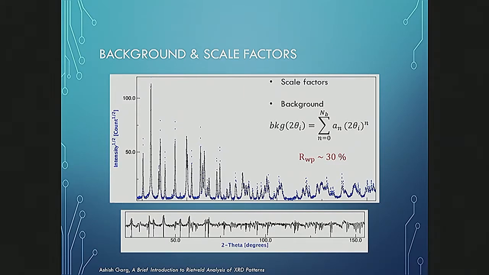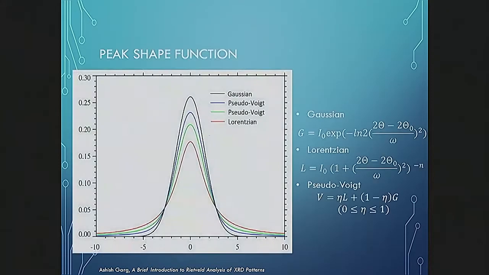And we have refined the peak position. The next step is to match the peak shape. We use the pseudo-Voigt function, which is a combination of the Gaussian and Lorentzian function, to match the peak shape. And Sanjana will talk about it.